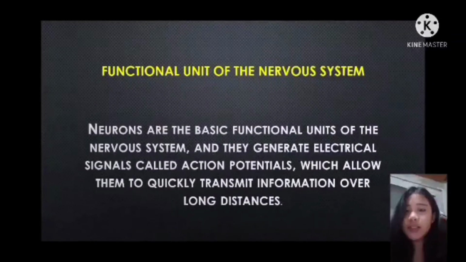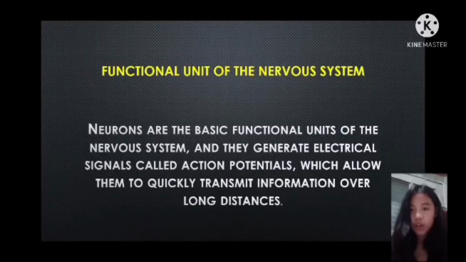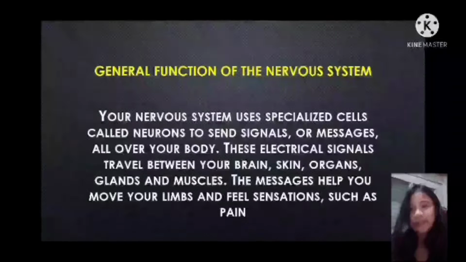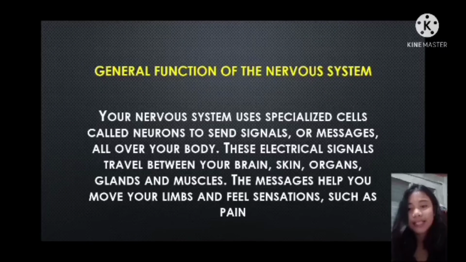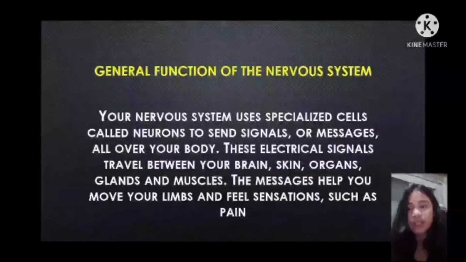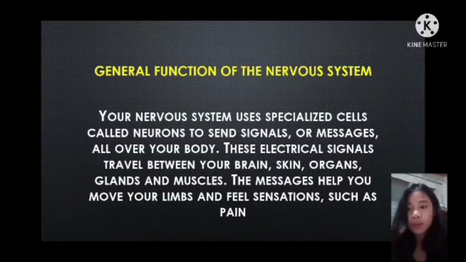Functional unit of the nervous system. Neurons are the basic functional units of the nervous system, and they generate electrical signals called action potentials, which allow them to quickly transmit information over long distances. General function of the nervous system. Your nervous system uses specialized cells called neurons to send signals or messages all over your body. These electrical signals travel between your brain, skin, organs, glands, and muscles. The messages help you move your limbs and feel sensations such as pain.